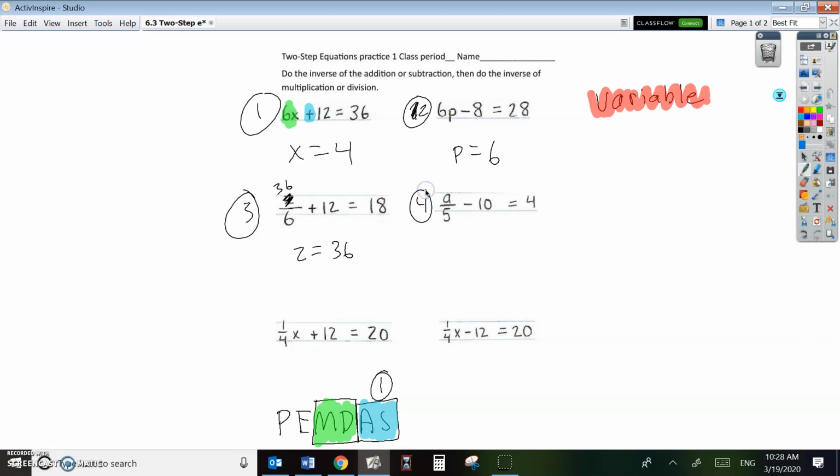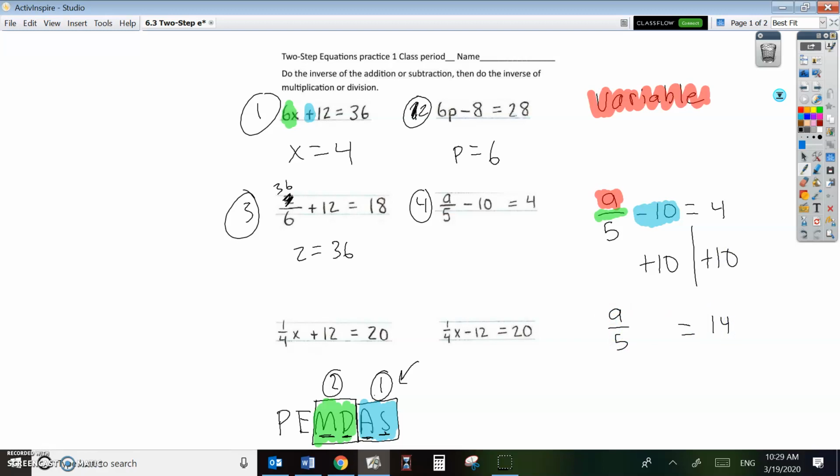Problem 4, a over 5 minus 10 equals 4. We have a variable. We have addition and subtraction right here, and here we have division. A divided by 5 minus 10 equals 4. Now let's work the problem. Okay, keep it in balance. Add 10 on both sides. Remember, the first thing that you do is undo addition and subtraction, and then you undo multiplication or division. Keep it in balance, so a over 5 equals 14.